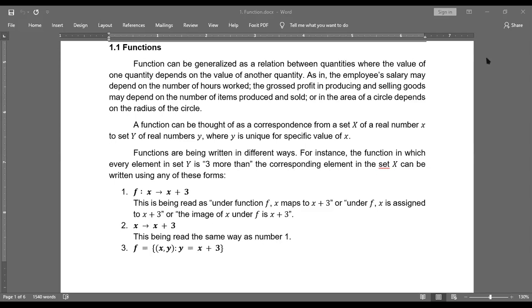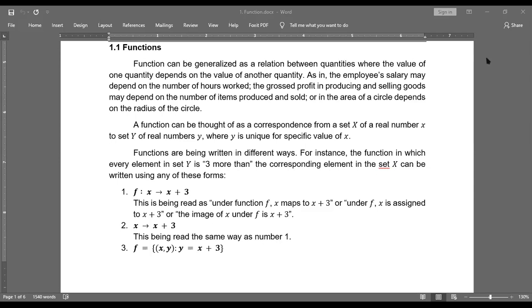We have one-to-one relation, where there is one-to-one correspondence between the elements of the first and the second set. And then we have one-to-many relation, where a single element in the first set is being paired with two or more elements in the second set. And lastly, many-to-one. Many-to-one naman, we have two or more elements in the first set being paired to a single element in the second set.